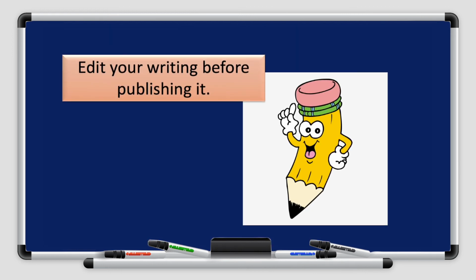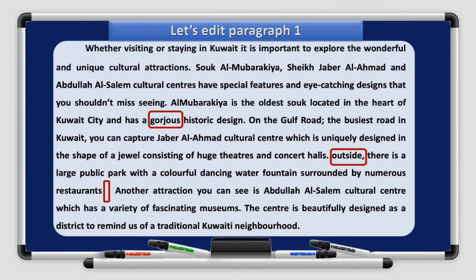Now that you have your draft, revise it for any ideas. You're going to edit your writing before publishing it. So you're going to look for any mistakes. Let's look at the mistakes we have in the first body paragraph. Let's look at the first one, gorgeous. What's wrong with gorgeous here? It is obvious that it is a spelling mistake.